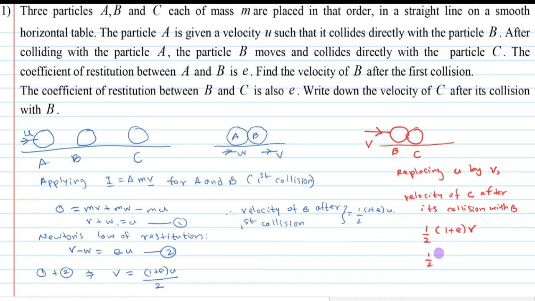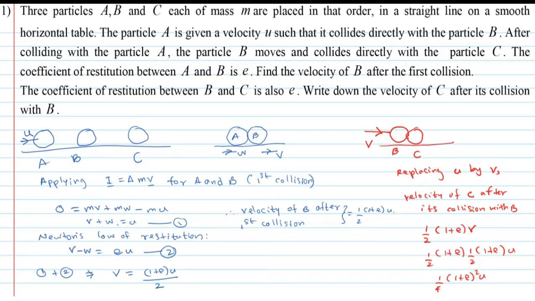1 over 2, 1 plus e. We can substitute for this v: 1 over 2 times 1 plus e times u. Then we have 1 over 4 times 1 plus e squared times u.